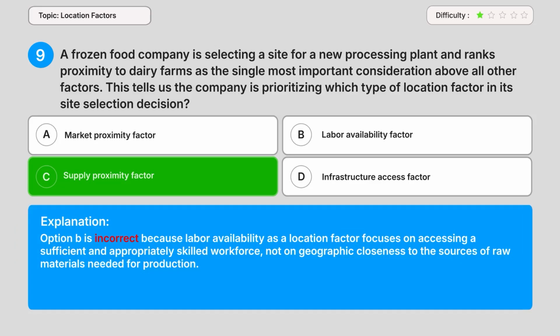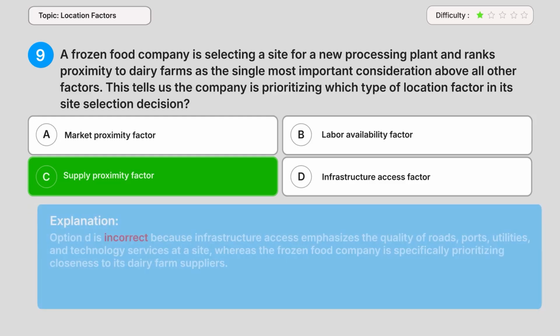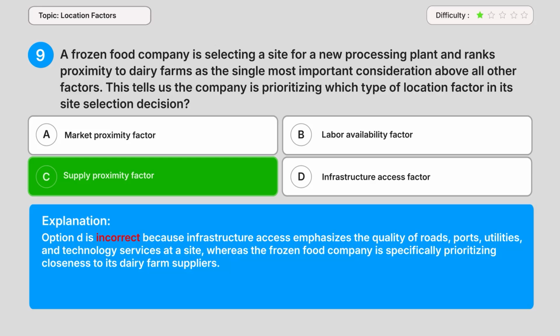Option B is incorrect because labor availability as a location factor focuses on accessing a sufficient and appropriately skilled workforce, not on geographic closeness to the sources of raw materials needed for production. Option D is incorrect because infrastructure access emphasizes the quality of roads, ports, utilities, and technology services at a site, whereas the frozen food company is specifically prioritizing closeness to its dairy farm suppliers.